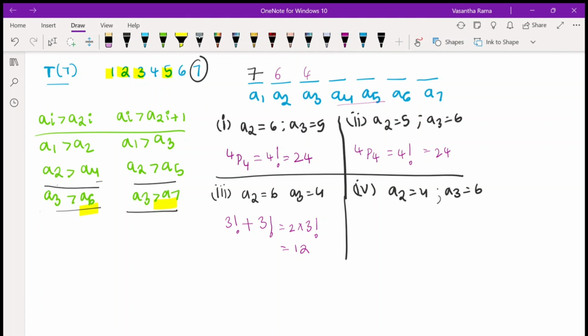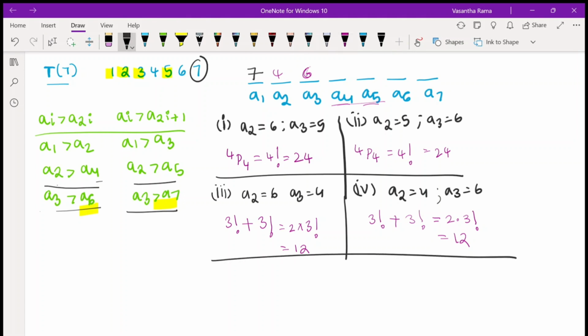Now, the fourth case is quite similar, if you understand. However, instead of A6 and A7, we have to take care of A4 and A5 such that they do not get filled with 5. 5 doesn't go in A4 and A5, because if it did, they would become greater than A2, which would again contradict our condition. So we do not want such arrangements. So 5 goes either in A6 or A7. That would be 3 factorial ways plus 3 factorial ways if it goes in A7. That would be 2 into 3 factorial, which is equal to 12. Now we're done with 4 cases.